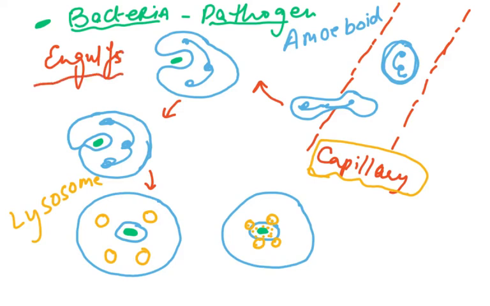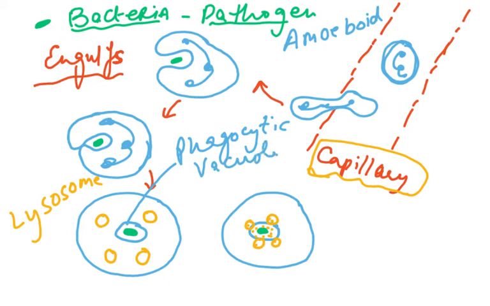So it engulfs the pathogen, and then of course it becomes part of it, and this will become the phagocytic vacuole. The phagocytic vacuole engulfs the bacteria or the pathogen, and it is now part of the phagocyte. What is also present in the phagocyte are the lysosomes. The lysosomes get attached to this phagocytic vacuole, and now it will be called a phagolysosome.